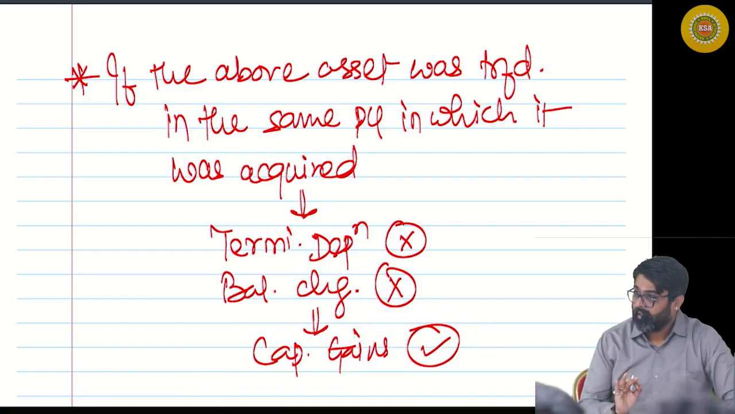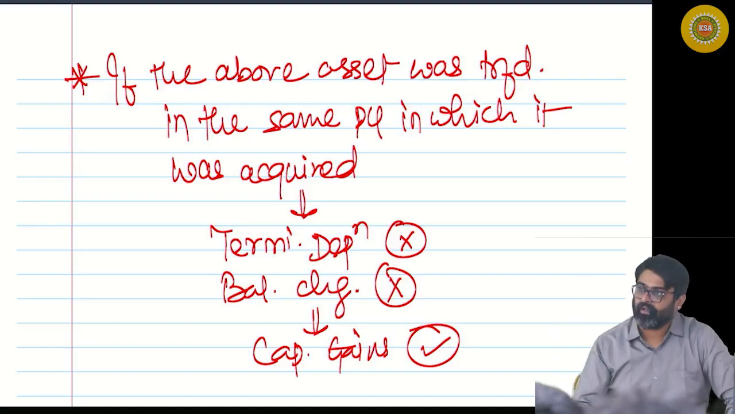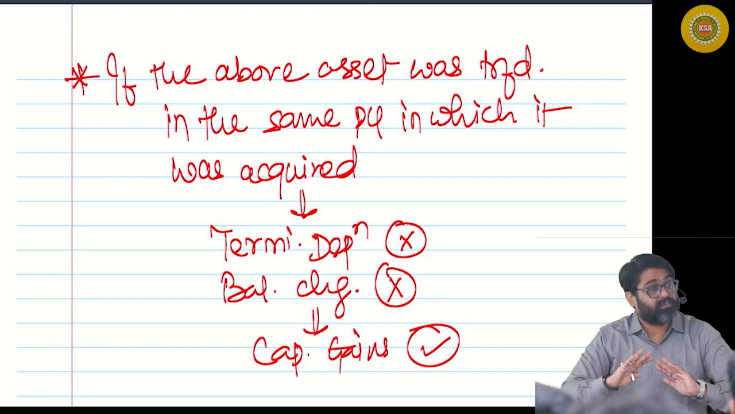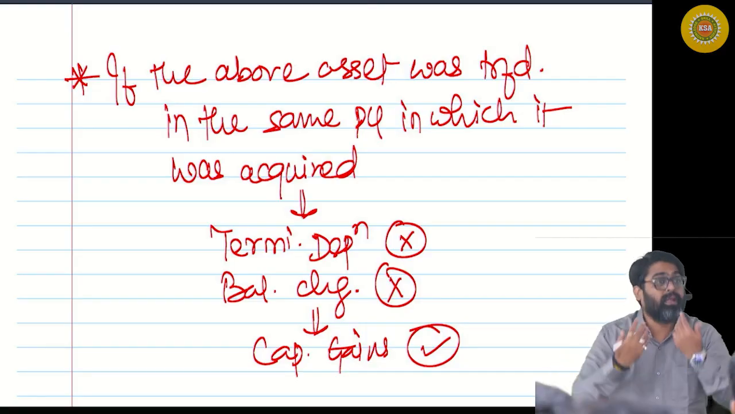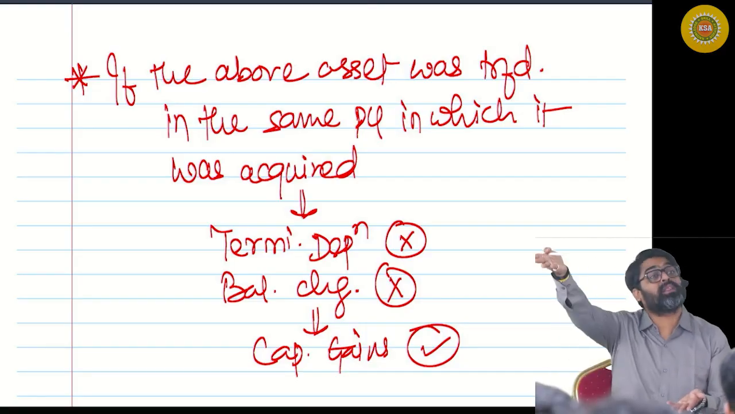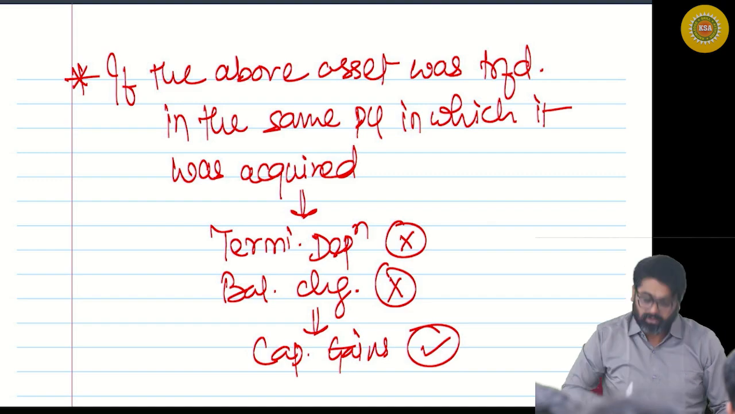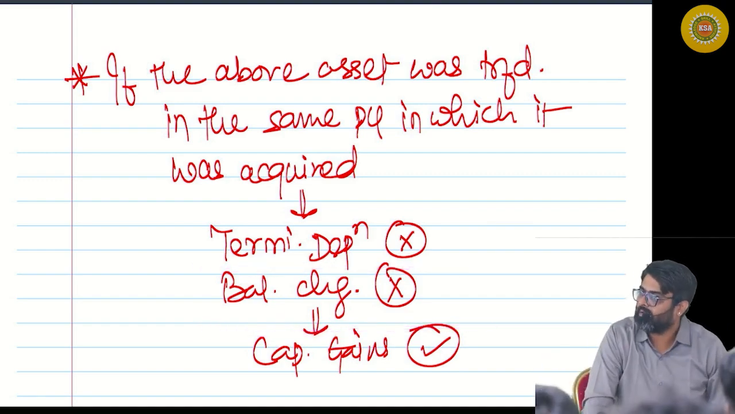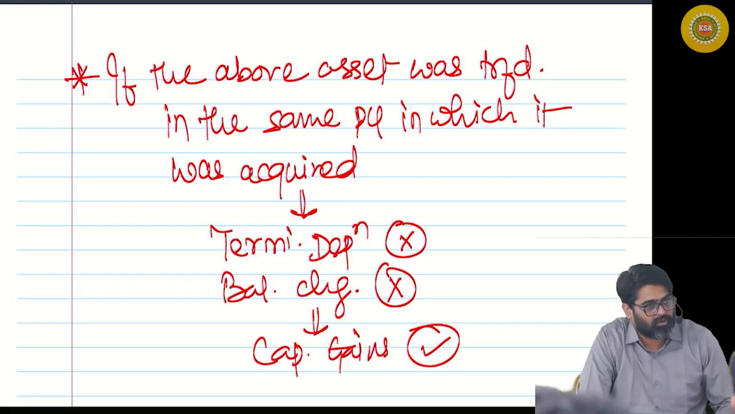But if on that asset, for even a single year, depreciation is charged, meaning the asset is sold in any year after the year of acquisition, then terminal depreciation can also come and balancing charge can also come. But in the same year it is not possible.